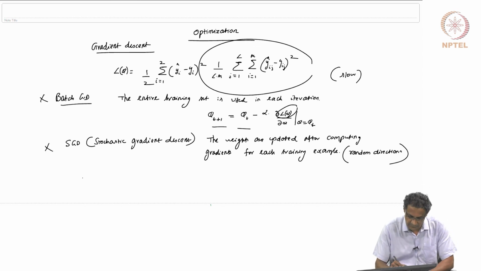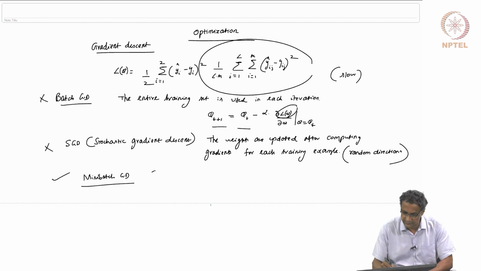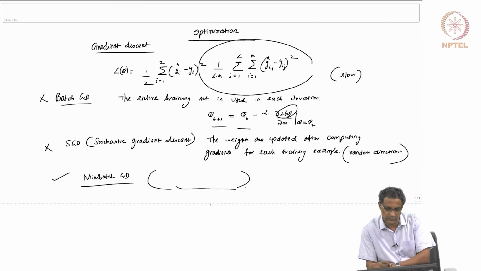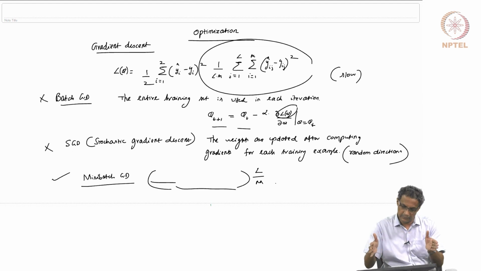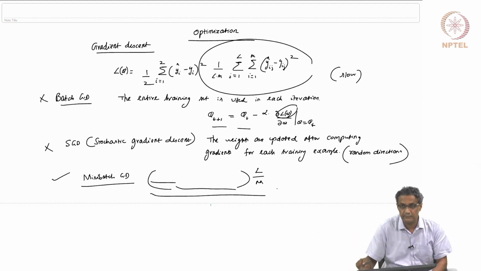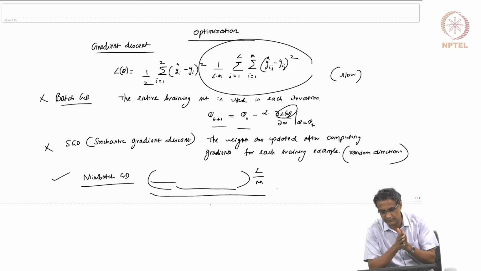What you use is what is called mini batch gradient descent, or mini batch GD, and this is what we normally use. In mini batch, if you had a basket of examples, you would break them down into batches, or mini batches, and do the loss computation over a batch. Suppose you had L examples, and you take M examples in a batch. Then you traverse the whole training set, but at a time you take a mini batch of examples.